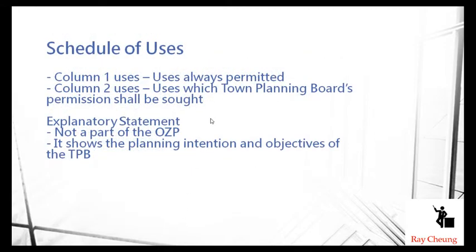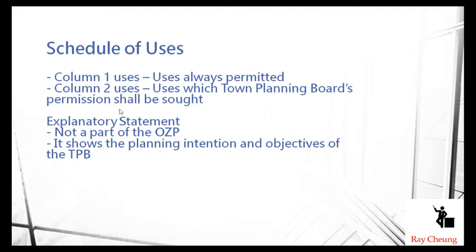I think you also need to understand that in the outline zoning plan there are two columns. The left one, we call Column 1, is always used permitted. That means if you choose the item to be built in your site, you don't need to apply for any change to the Town Planning Board.